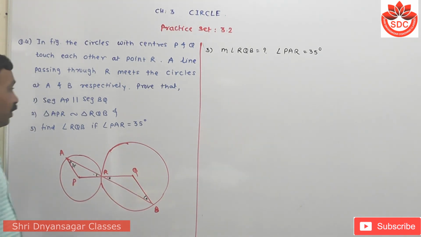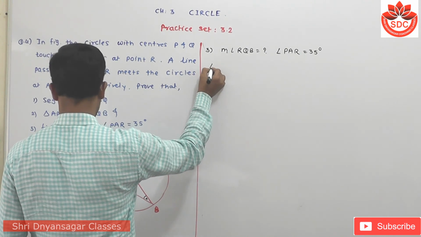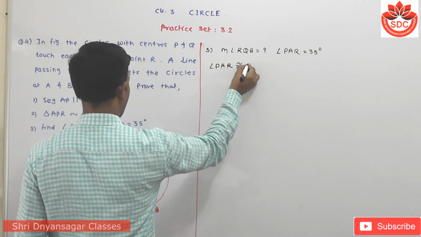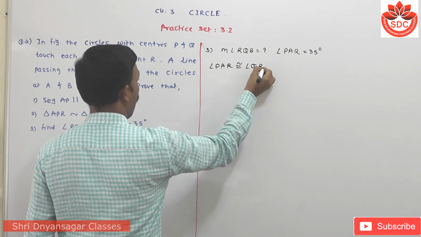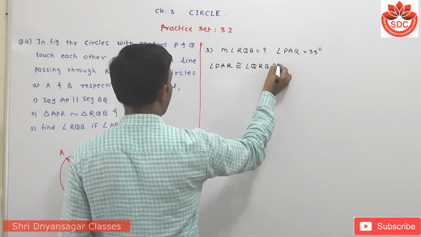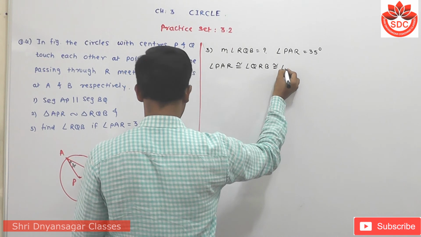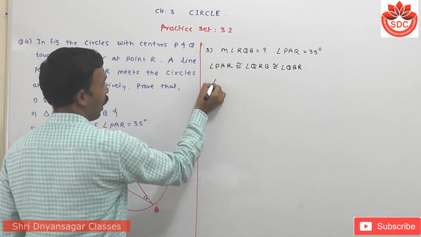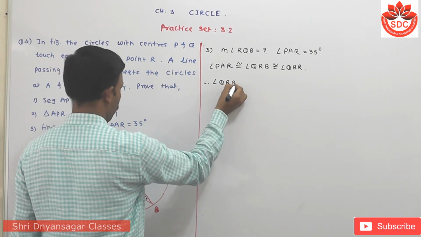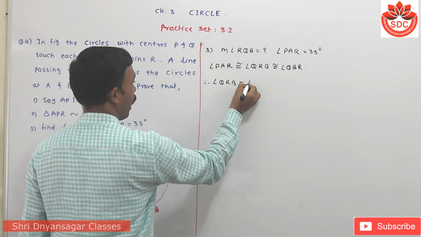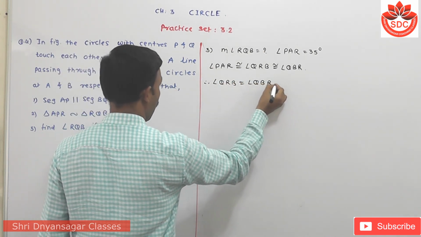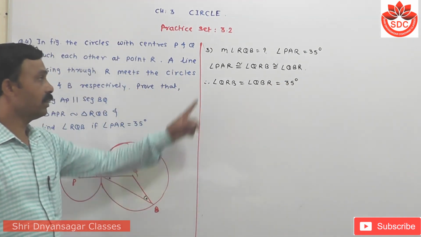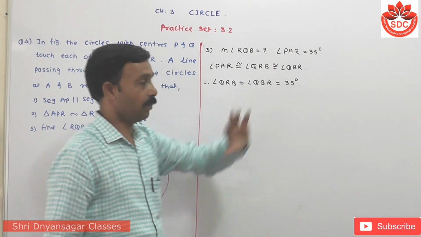So I have to write first here. Now here, angle PAR is congruent with angle QRB, which is congruent with angle QBR. Therefore, angle QRB is equals to angle QBR is equals to how much degree? 35 degree, because PAR is 35 degree.